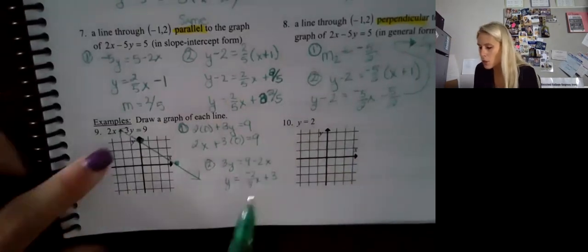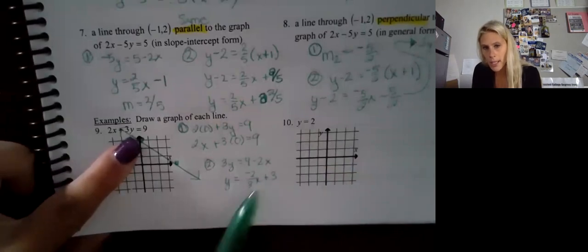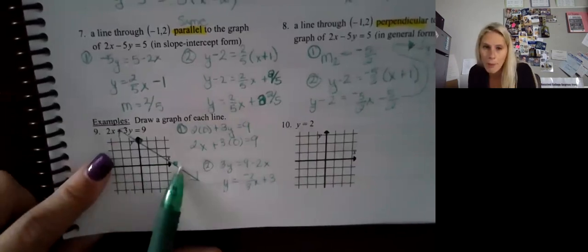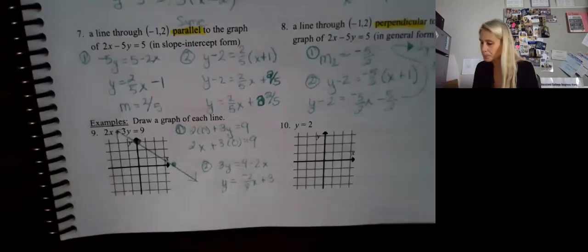And so we can do this by graphing the y-intercept and then going down 2 over 3. And as you can see, mine's a little off, but because we estimated what that was. So a couple of ways.